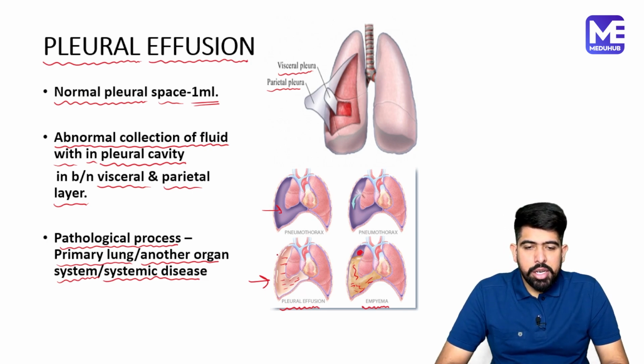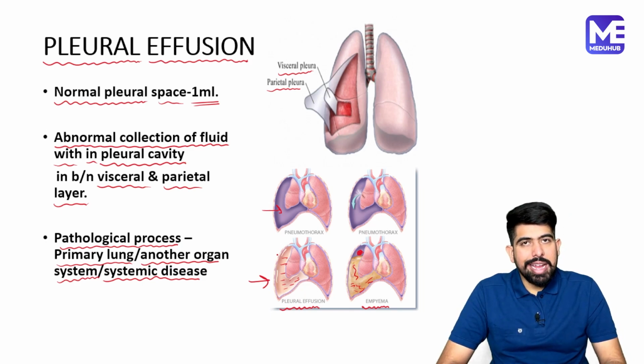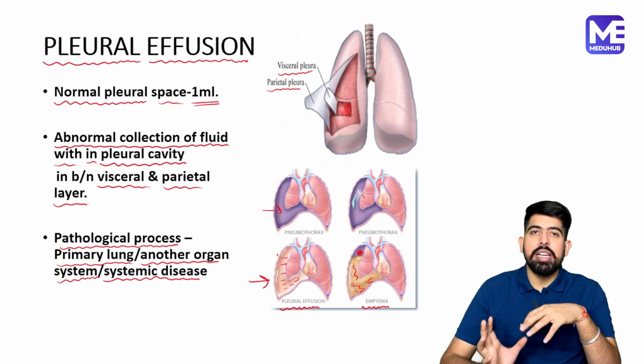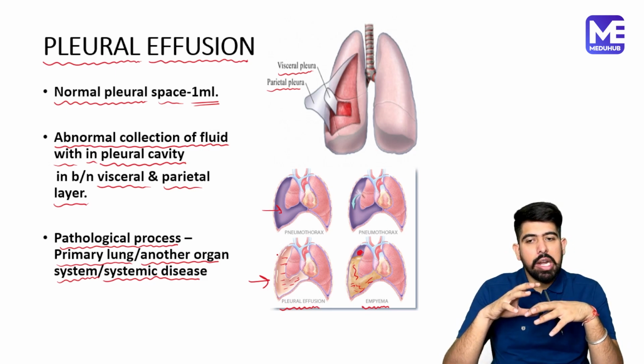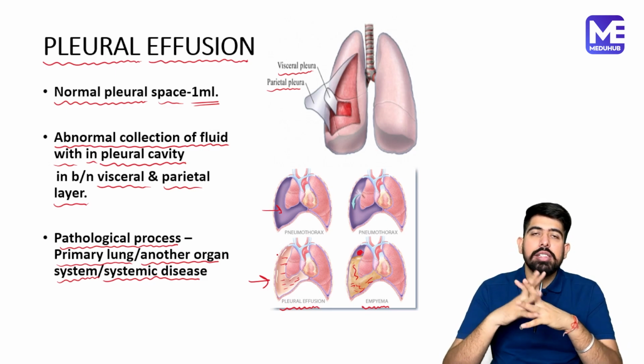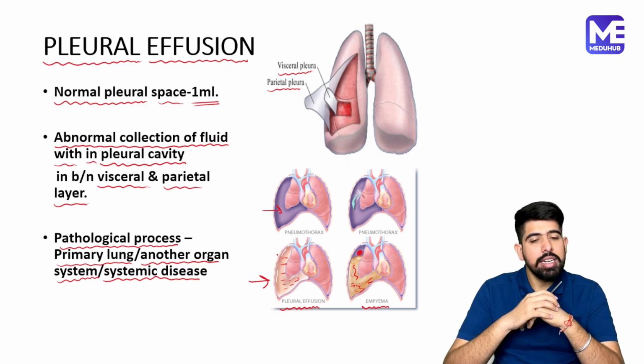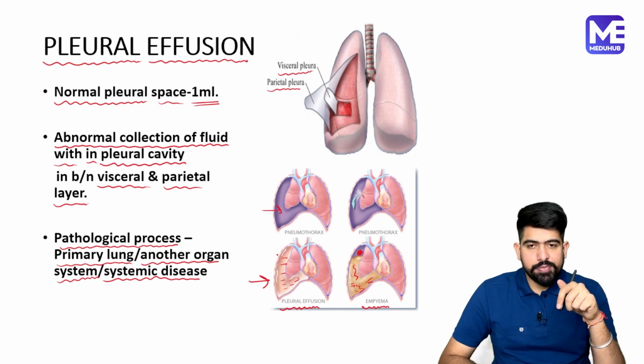So please remember pneumothorax and pleural effusion, the difference between them, right? If air is accumulated in the pleural space, in the pleural cavity, this is known as pneumothorax. If water is there, hydrothorax, right? So please remember about it.